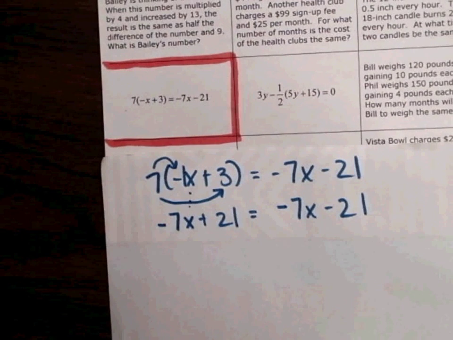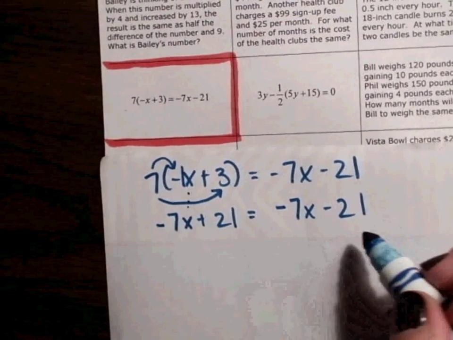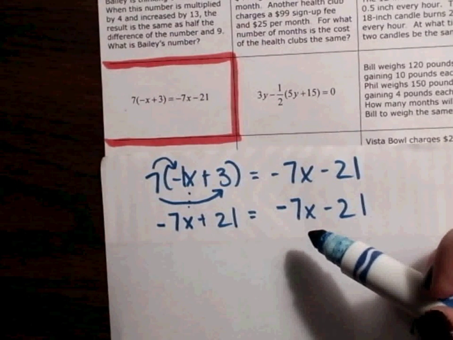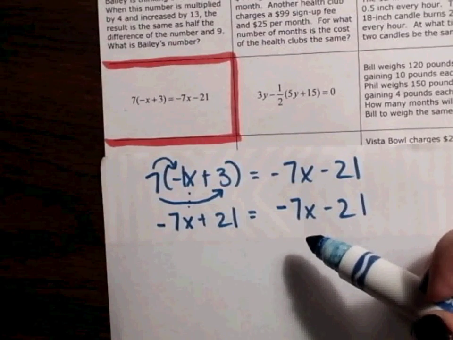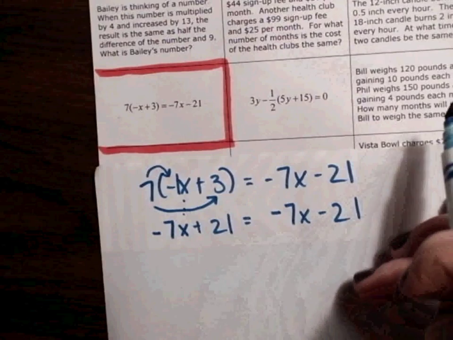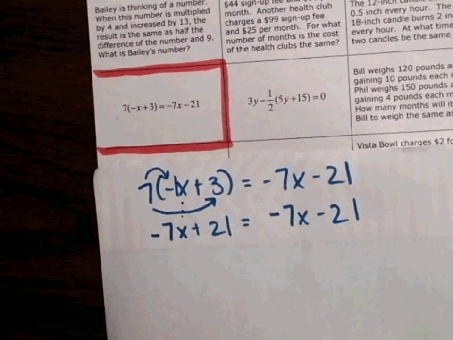Now, when you're looking at this, the only difference I see on this side and this side is that this says plus 21, this says minus 21. So in your head, do you think that if we're going to get rid of this negative 7x, how would we get rid of it? We would add 7x. So if we add 7x here and add 7x here, wouldn't they both become 0? And the answer is yes.